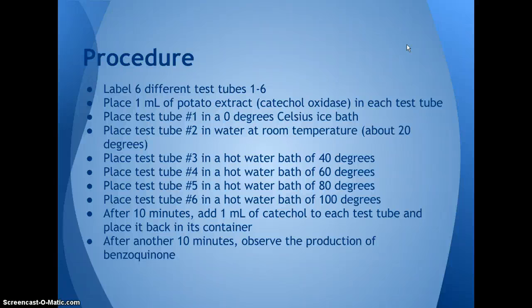potato extract, which is catechol oxidase, in each test tube, because first you had to affect the enzyme in some way, and then test how effective it was by adding catechol after you alter its environment. If you placed catechol and catechol oxidase together and then altered its environment, you would not get an accurate reading.